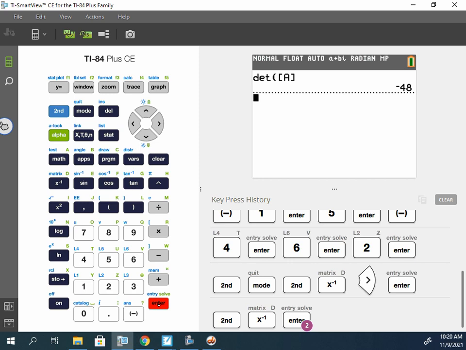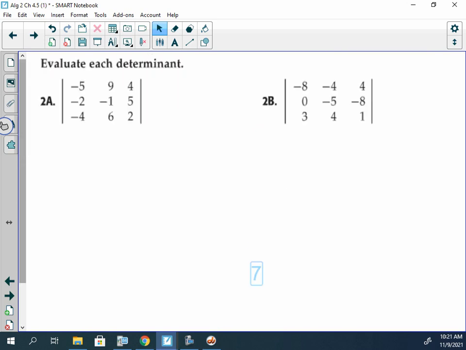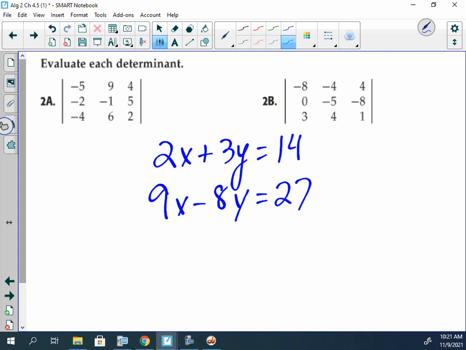Now, we're going to stop there because the second part is still dealing with determinants. But we're talking about Cramer's rule. And what Cramer's rule is, and what it deals with, if I can get the right screen, is actually solving a system of equations, and using determinants to solve it.